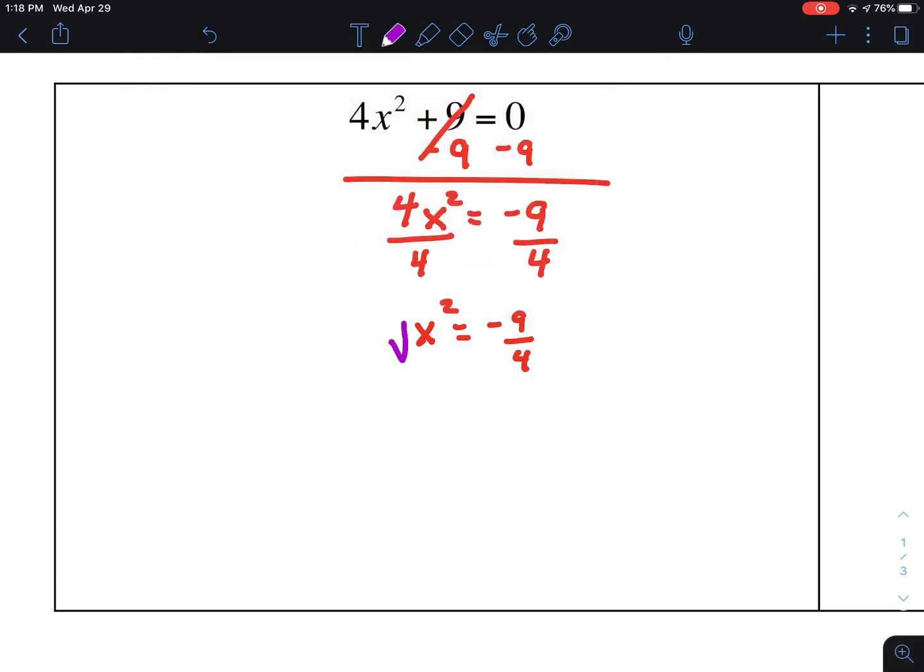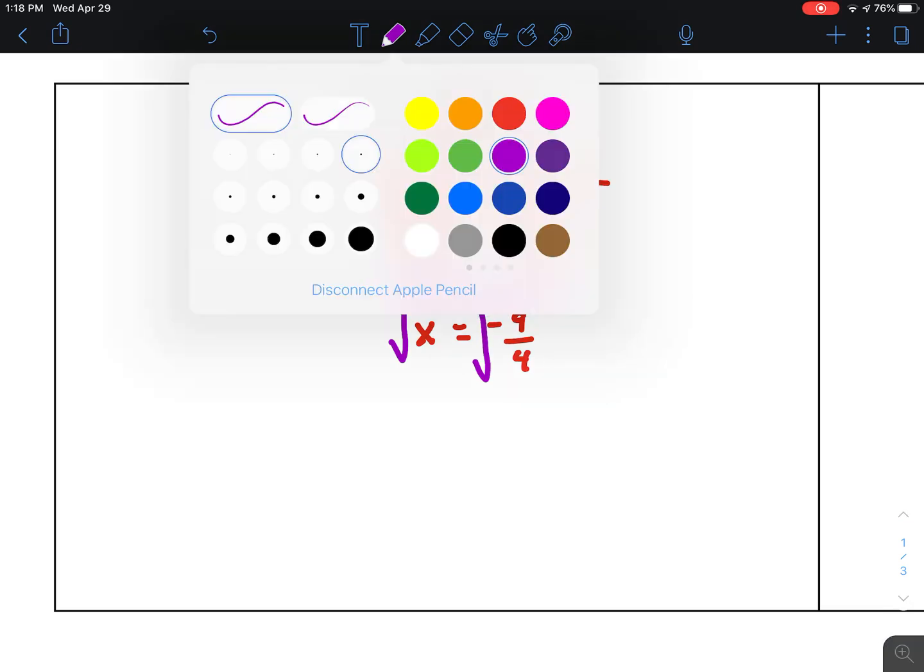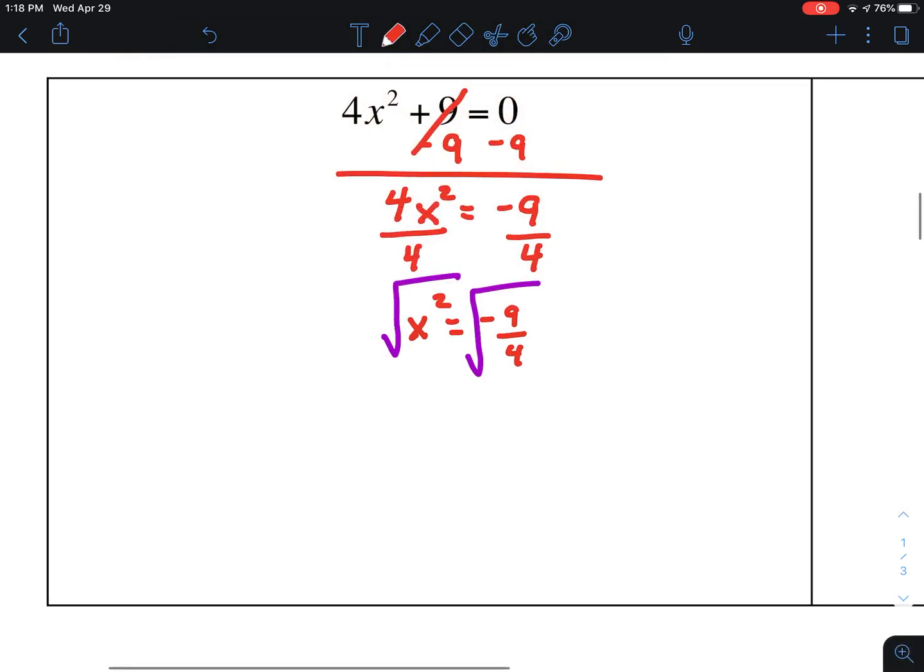Then this is where our principle of square roots comes in. We are going to square root both sides of this equation. Now, when we square root both sides of the equation, we get x equals, and remember when we square root, we always get plus or minus. Now let's evaluate this piece, the square root of negative 9 fourths. We're square rooting a negative number, so we know we're going to get an imaginary number as our solution.